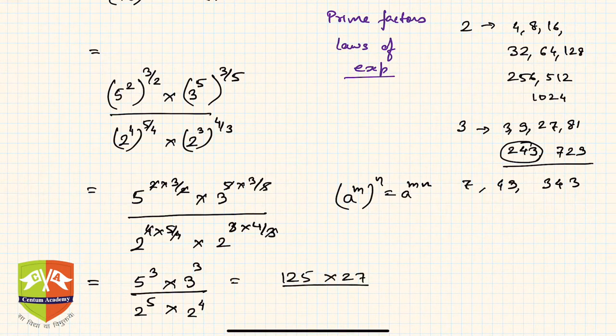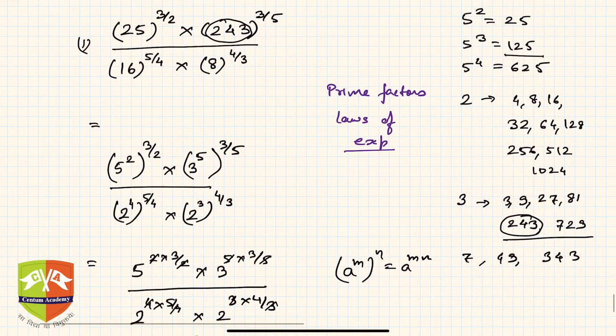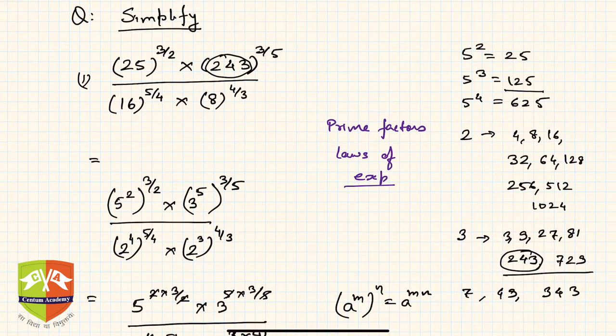And this is divided by 2 to the power 9, actually it is 2 to the power 5 into 2 to the power 4, which is 2 to the power 9, which will give you 512. If you multiply the numerator here, you will get 3375, divided by 512. So this should be the answer. Okay, so what did we learn? In such plainly numeric questions of exponents, try to first of all prime factorize the numbers and then use laws of exponents, my dear friends.